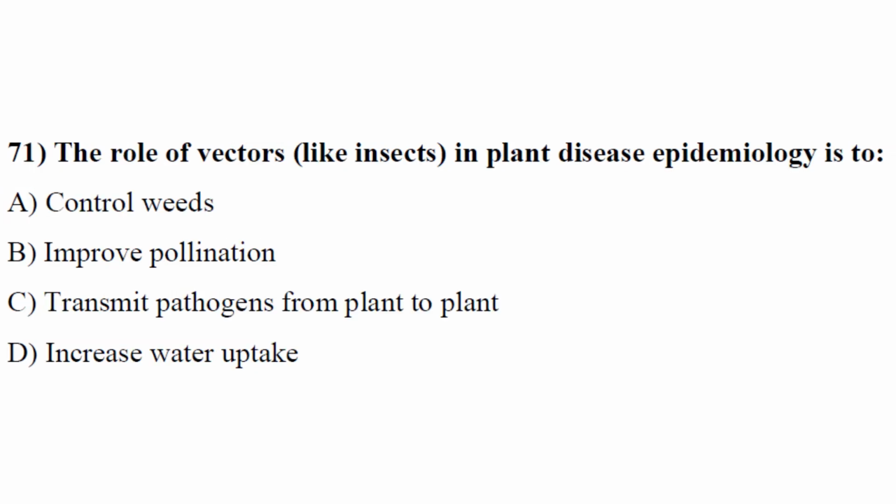71. The role of vectors, like insects, in plant disease epidemiology is to A. Control weeds. B. Improve pollination. C. Transmit pathogens from plant to plant. D. Increase water uptake. Answer: C. Transmit pathogens from plant to plant.